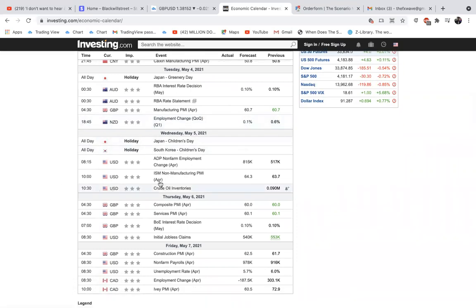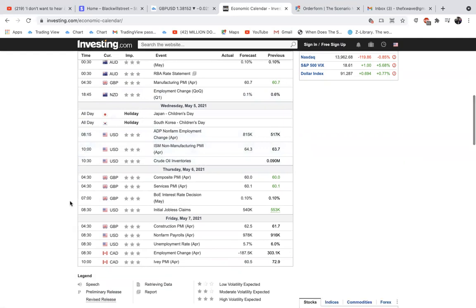Wednesday, we got non-farm employment change, crude oil. Non-farm employment change is showing signs of coming out stronger. As well as Thursday, we got the interest rate for GBP, services PMI, composite PMI. So it's going to be a lot of volume, primarily with the USD, the GBP, and looks like Australian dollar and possibly even the NZD.